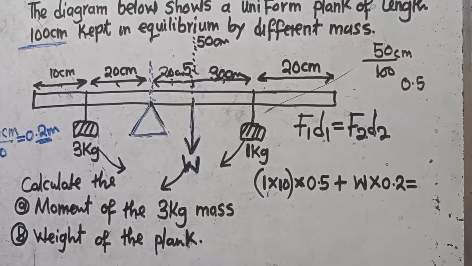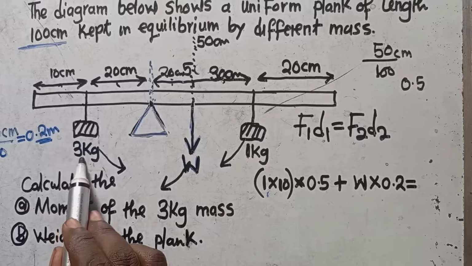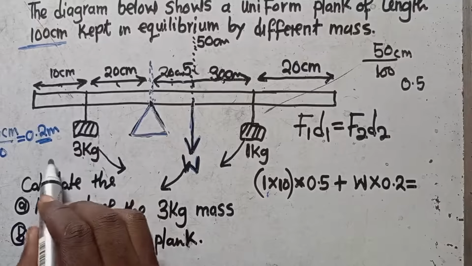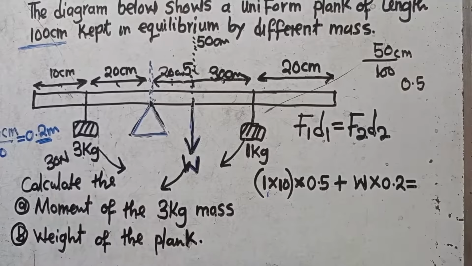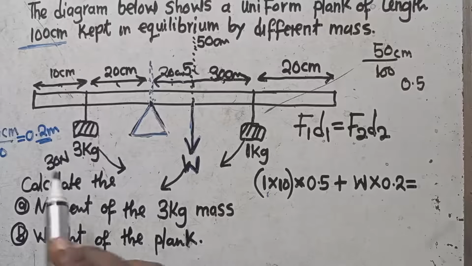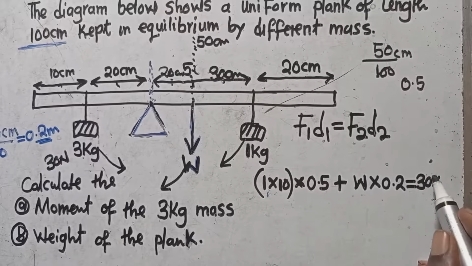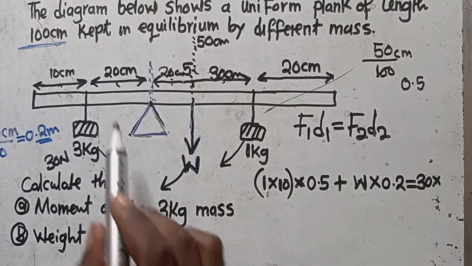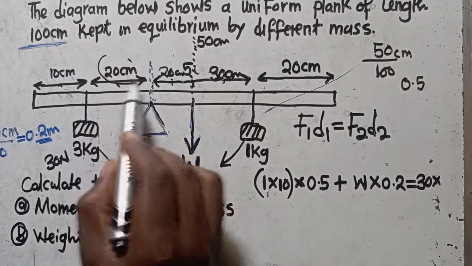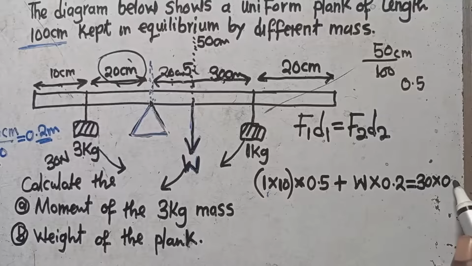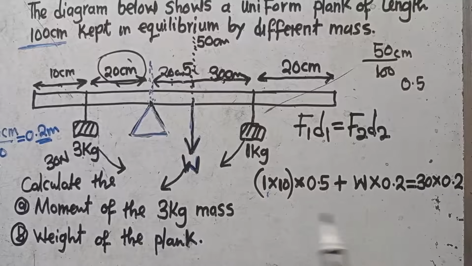Hope you are able to understand this. This is 3. So 3 times 10. I'm finding the force. 3 times 10, that is 30. So here I've got 30 Newtons. It is just one and the same. So I just say 30 multiplied by the distance from the pivot, this is 20. 20 divided by 100, I'm going to get 0.2. This is the information that I've gotten.